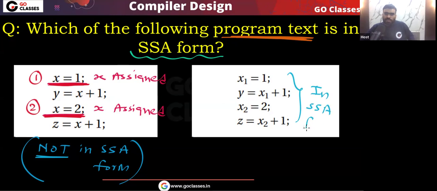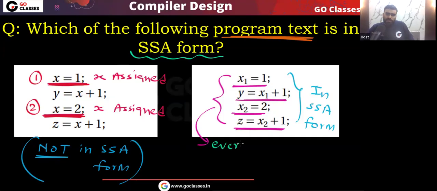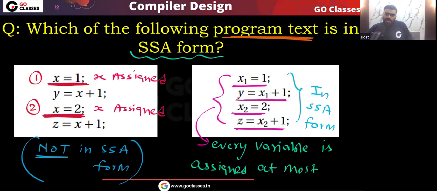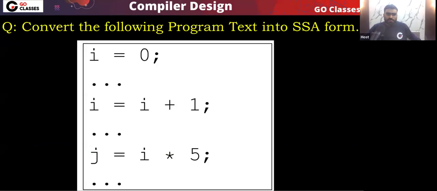This is in SSA form. Is this clear? Here you can notice every variable is assigned at most once. Look at any variable: you are assigning it at most once. Every variable is assigned at most once. Okay, so this is the definition of SSA. Very simple point.